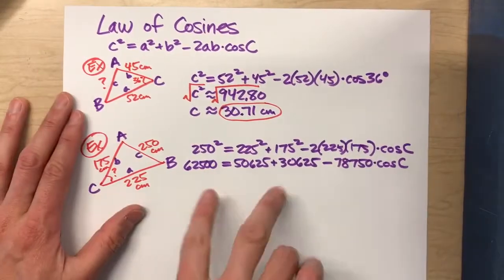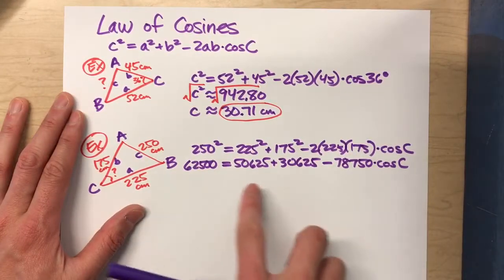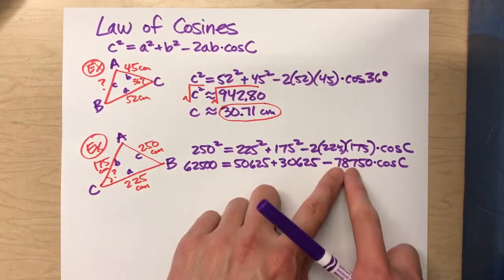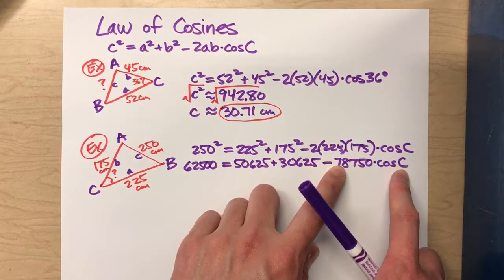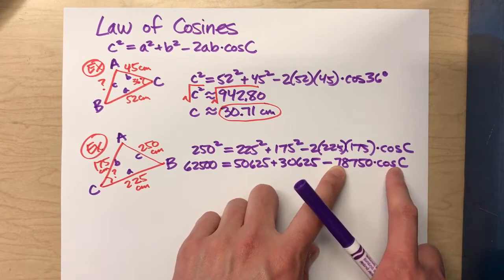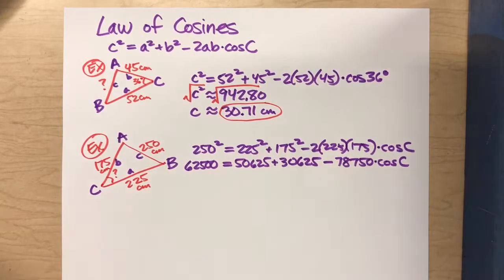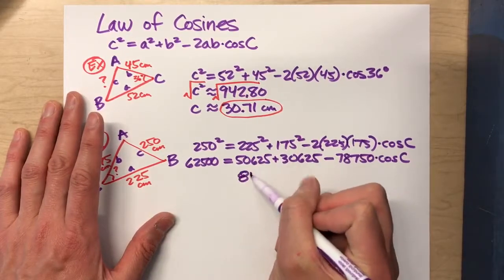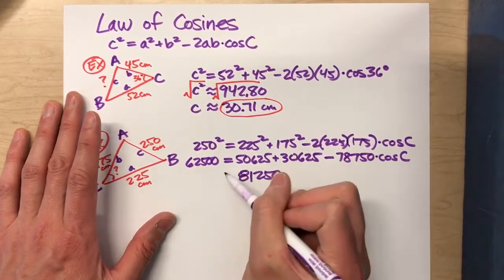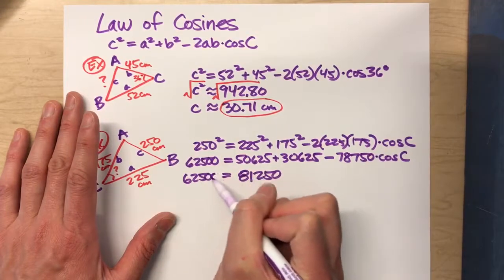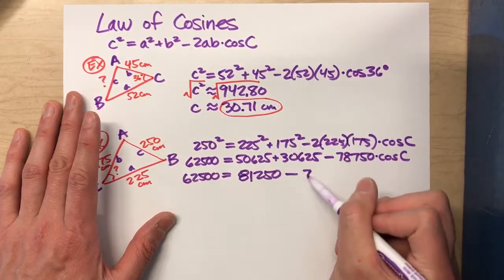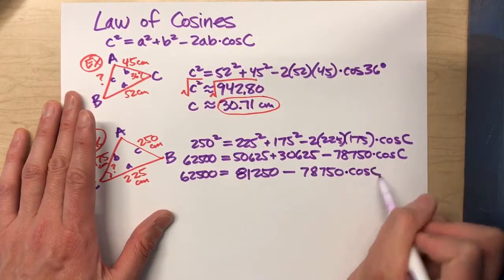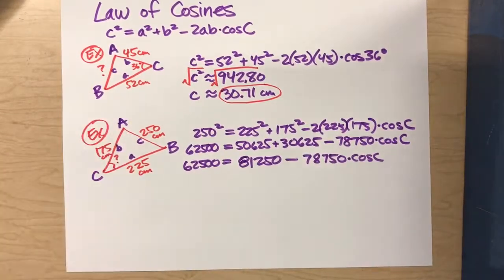Now this is where simplifying gets a little tricky for some kids. A lot of kids want to do this plus this minus this, but you can't. This is attached to the cosine C. This is being multiplied by the cosine of C. These two are not being multiplied by the cosine of C. So we can combine these two together to get 81,250, but that other number, 78,750, is being multiplied by the cosine of C. So I have to leave that there for now.